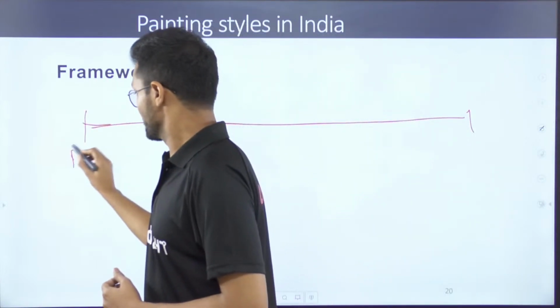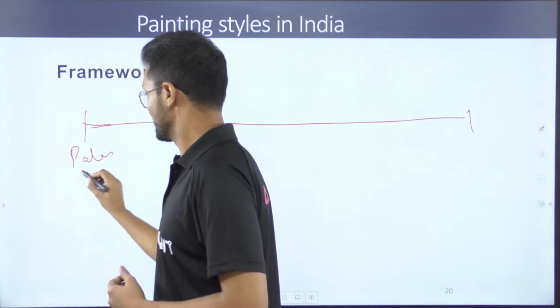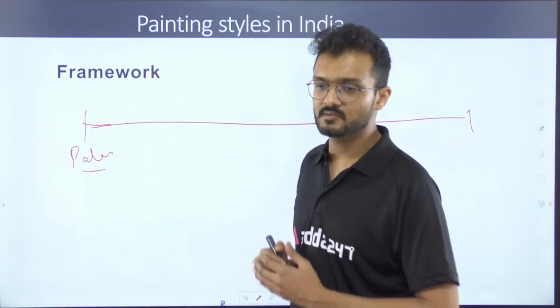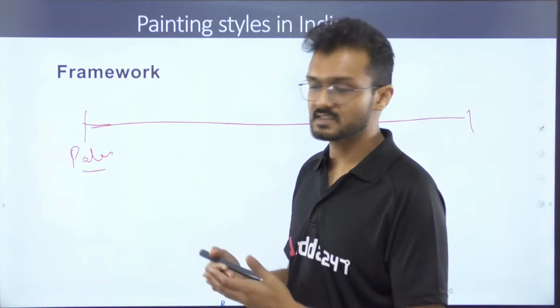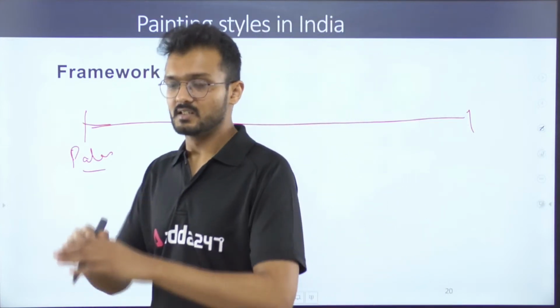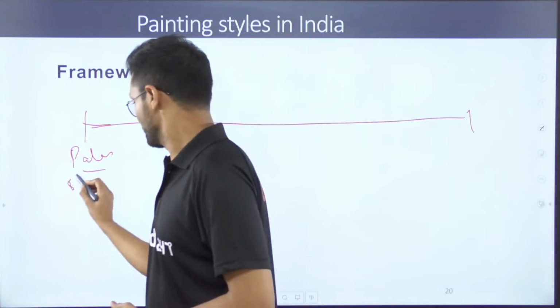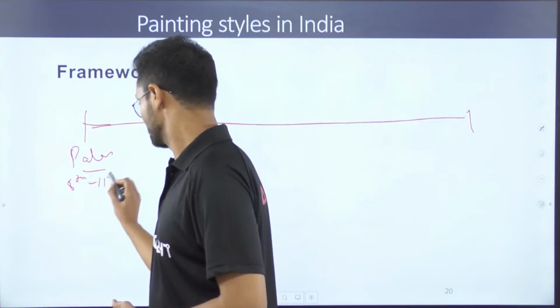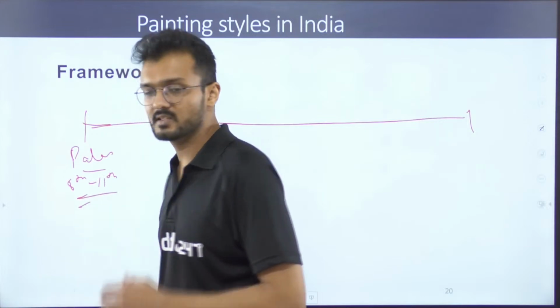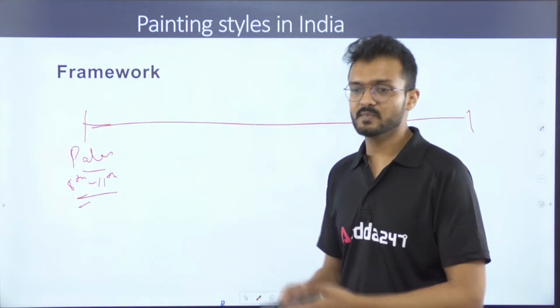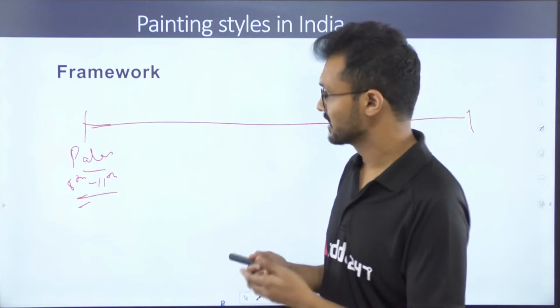The first miniature painting was drawn by the Palas. See, Palas were the rulers of East India. Their territory was Bengal, and they ruled from the 8th to the 11th century. And during that period, the miniature paintings were drawn in India for the first time.